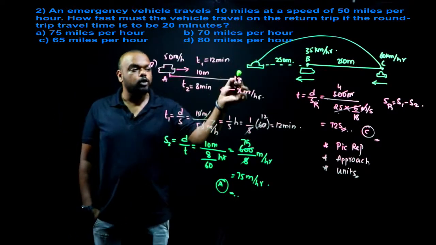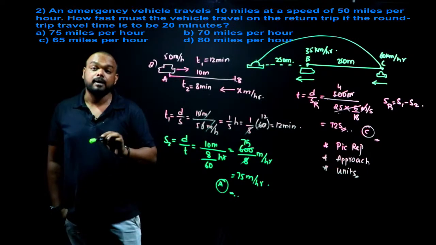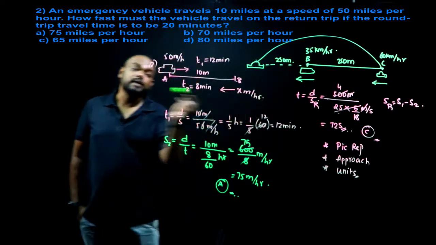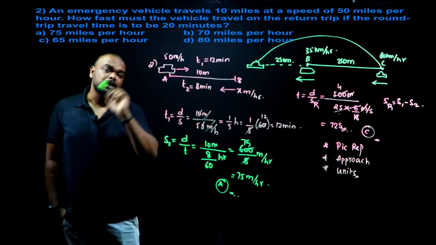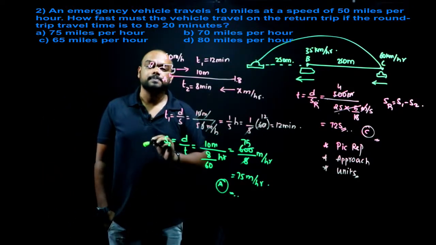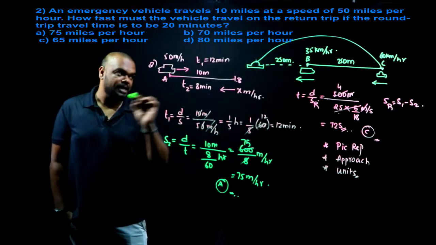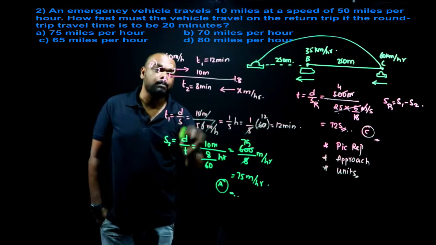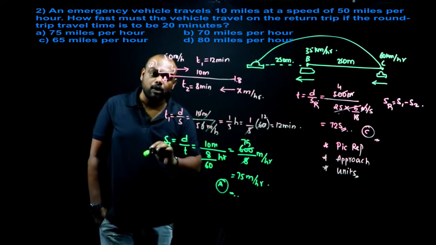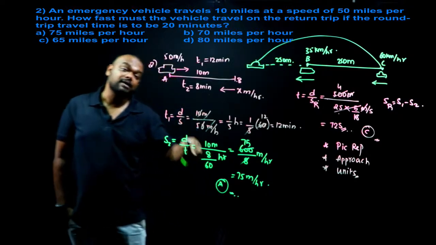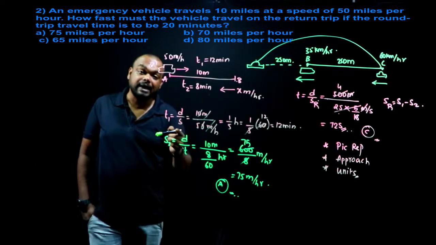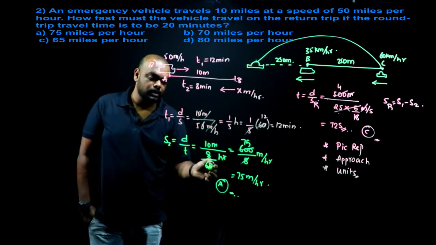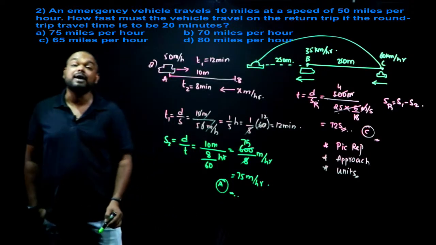Now one-way trip A to B at 50 miles per hour, the vehicle can go in 12 minutes. But the question is, at what speed must it return in order to finish the entire round trip in 20 minutes? A to B it already took 12 minutes. Still it has only 8 minutes to come from B to A. So we need speed. Speed is distance by time. The distance is 10 miles. How much time do we have? 8 minutes. I'm converting it into hours because I need speed in miles per hour. Minutes to hours, we divide by 60. So this becomes 600 by 8 miles per hour, which is 75 miles per hour.